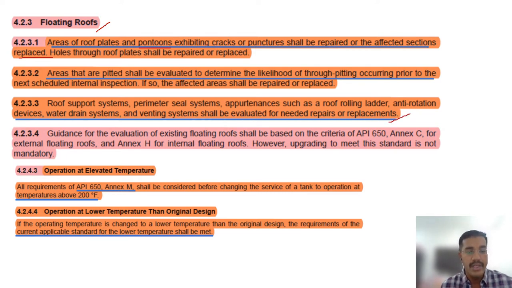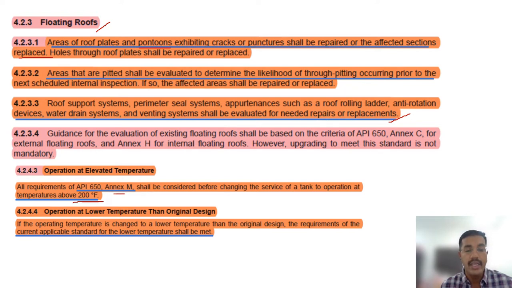Operation at elevated temperature. All requirements of API 650 Annex M, which we already read in API 650, shall be considered before changing the service of a tank to operation at temperature above 200 degrees F. So Annex M, as we read in API 650, is from 200 F to 500 F. And in this API 650, the diameter is limited to 200 feet. Height no limit, but diameter 200 feet. That we need to remember. Some multiple choice questions usually come.